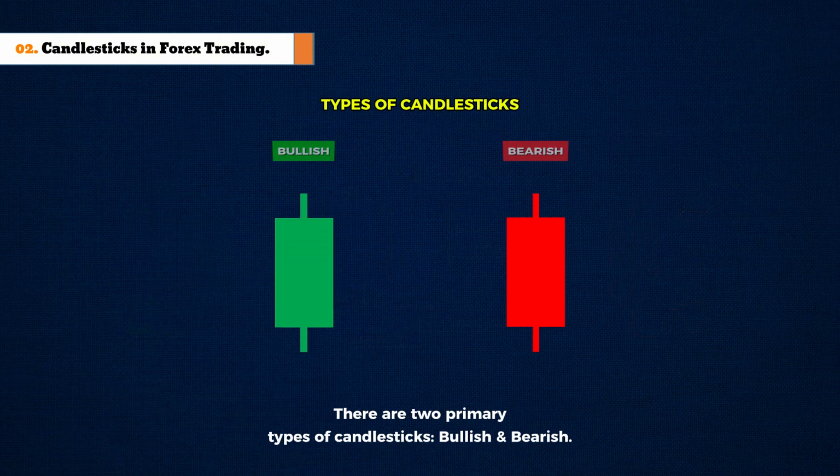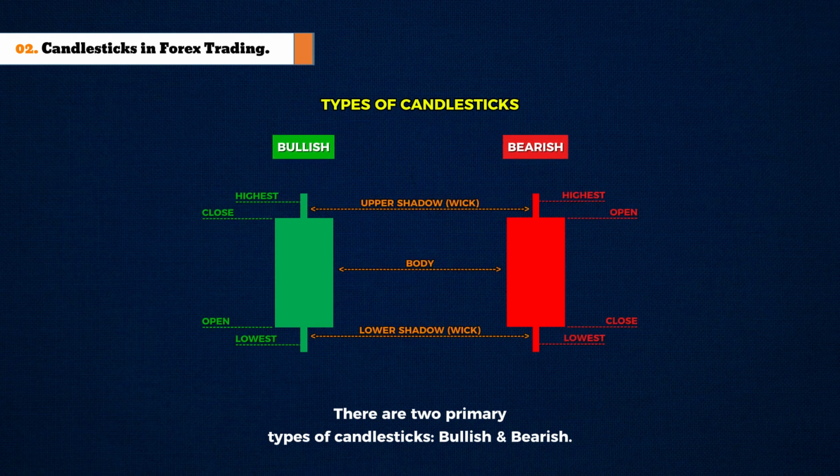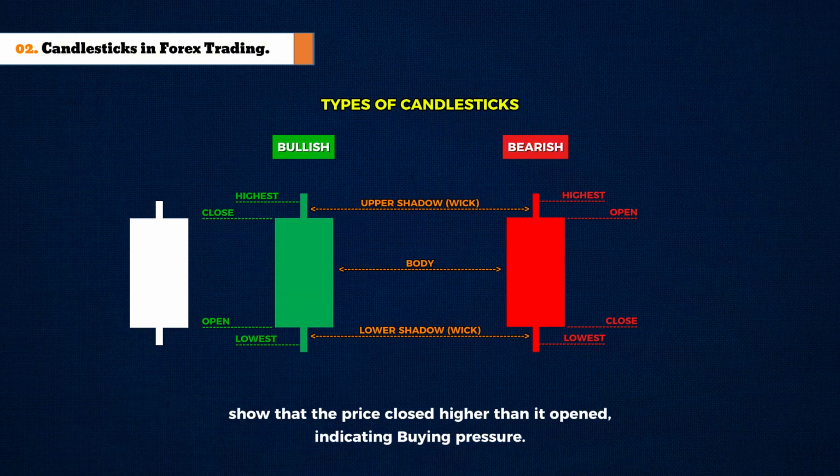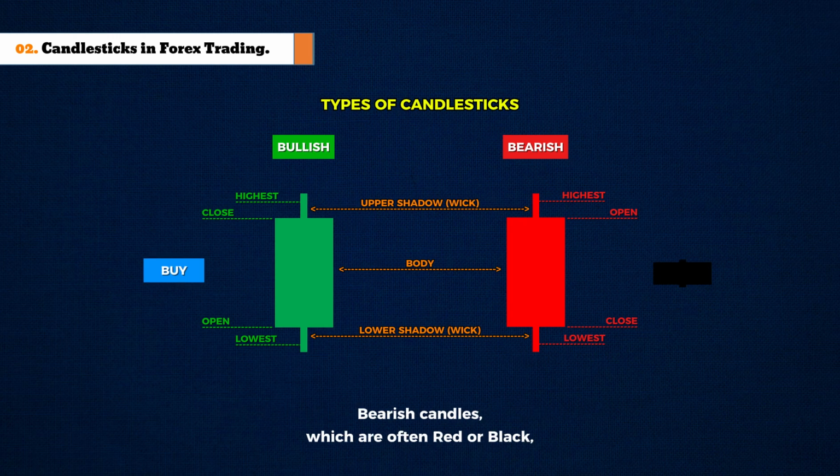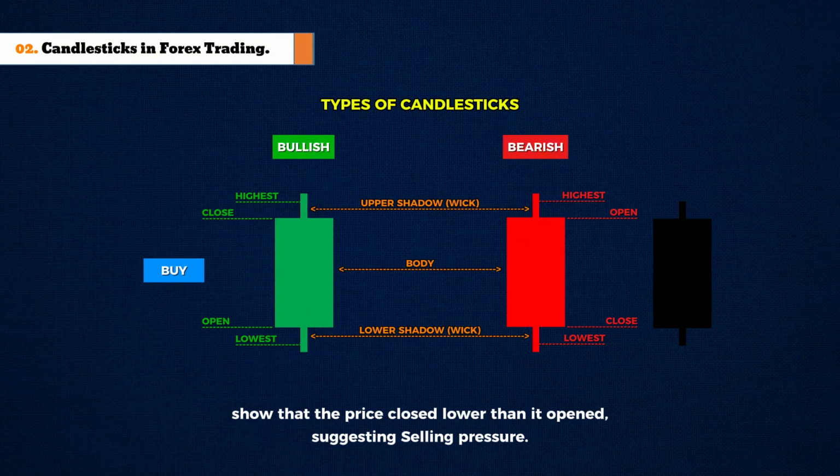There are two primary types of candlesticks, bullish and bearish. Bullish candles, usually colored green or white, show that the price closed higher than it opened, indicating buying pressure. Bearish candles, which are often red or black, show that the price closed lower than it opened, suggesting selling pressure.